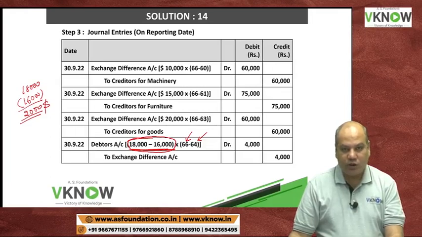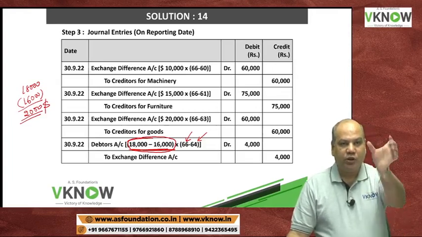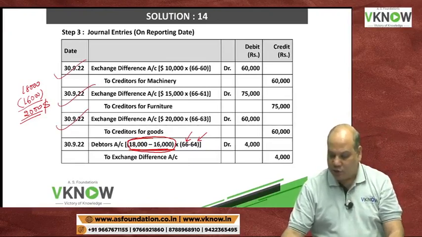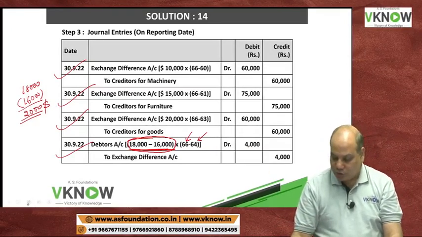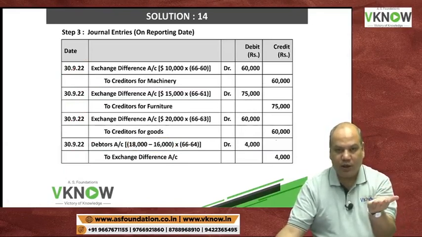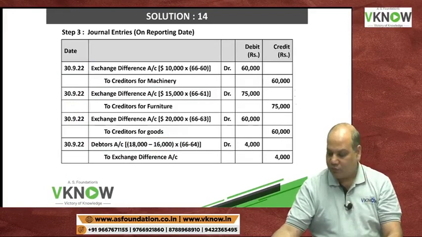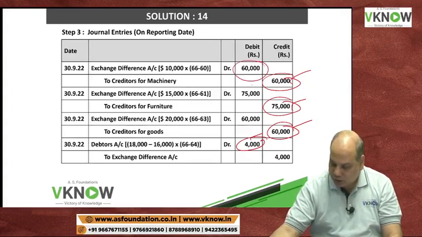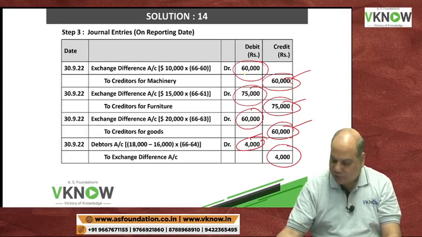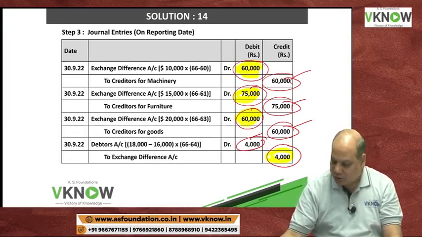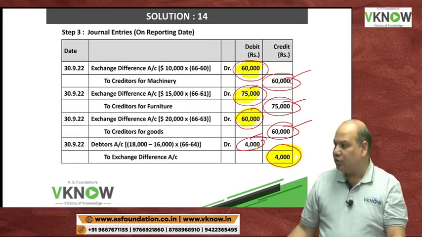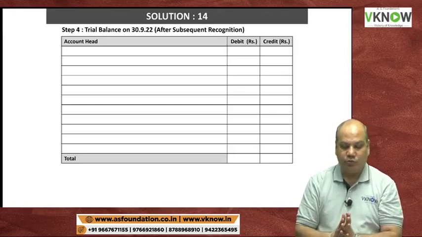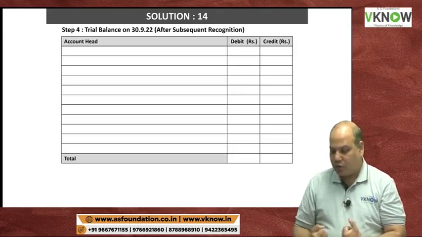These are the entries the company will pass at the end of the year or on the reporting date. They will prepare a trial balance and identify foreign currency monetary items which need to be revalued. We have identified these four items and revalued them at closing rate. Now the last question: take the trial balance prepared before passing these entries, increase the value of creditors and debtors by these amounts, and take the total of exchange difference. Some exchange difference is already there in the trial balance, and the net exchange difference will appear in the final trial balance. So now we are going to prepare a final trial balance which will give the effect of subsequent recognition also. Please write down the last part of the answer.